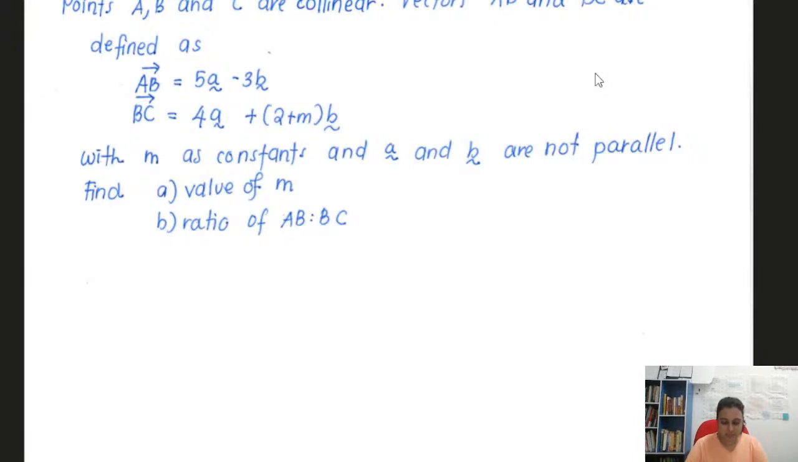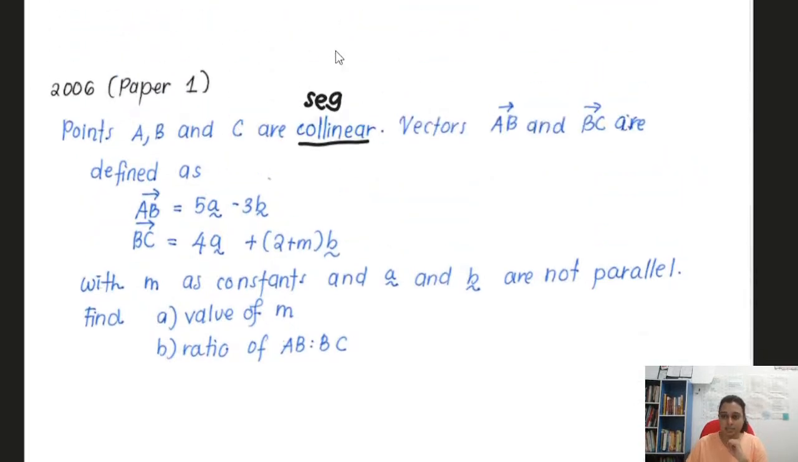This one is, wait, 1, 2, 3, 4, 5. Okay, there's 5 marks here. 5 markah. Okay, points A, B, C are collinear. Collinear maksudnya segaris. Okay, vektor AB dan BC adalah diberi seperti berikut.